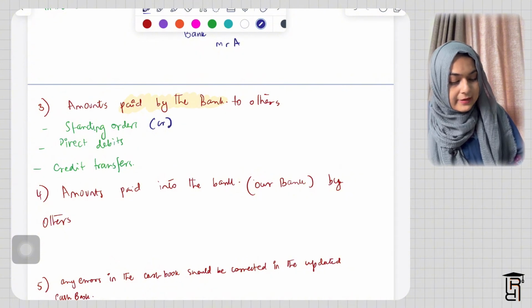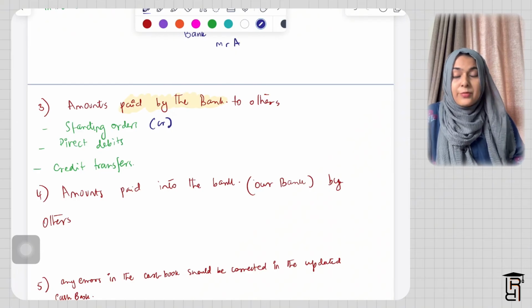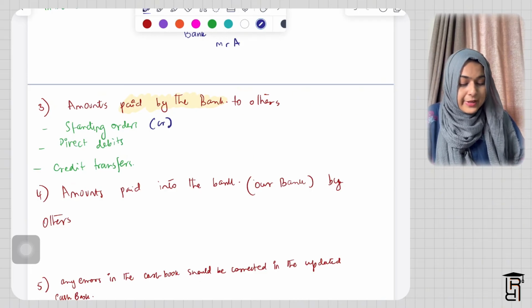So 3 days is the clearing time, and unpresented checks are payments. You guys should remember this: unpresented are payments. And then we have uncredited checks or deposits. These are the ones which we receive.